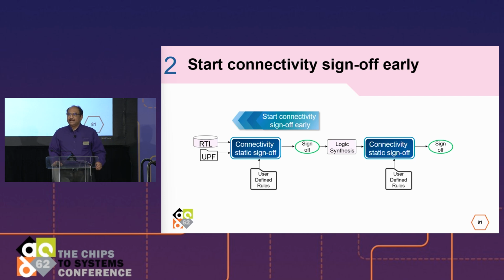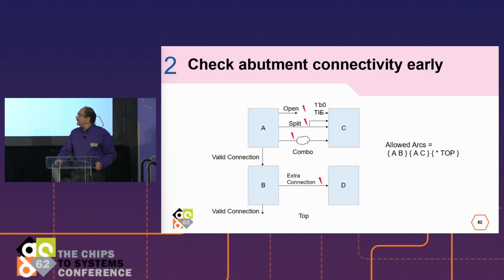Second important aspect is that connectivity verification has to be started very early, before synthesis. By doing this, you can achieve significant benefits. An example would be abutment issues that can result in late-stage physical design. By performing abutment checking at RTL level, you can avoid them proactively.